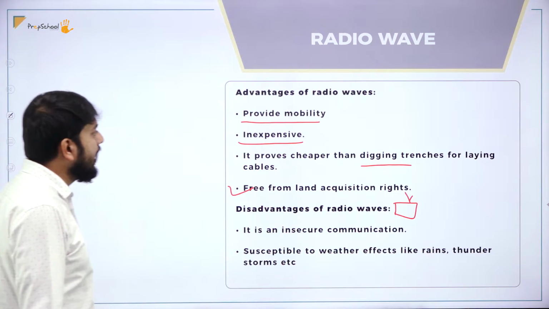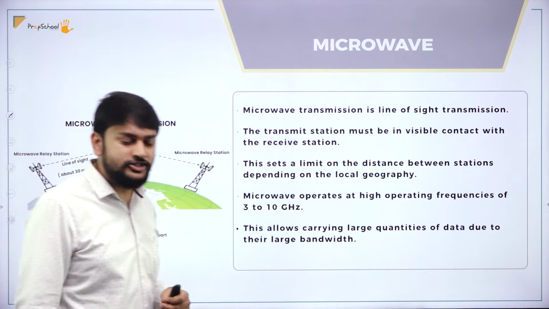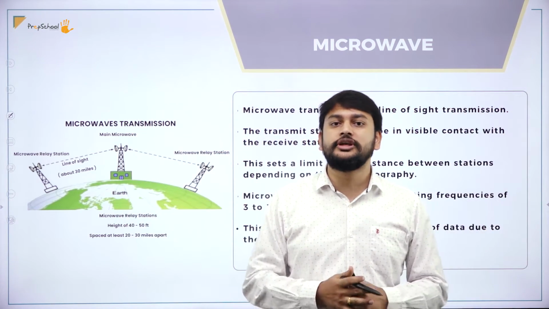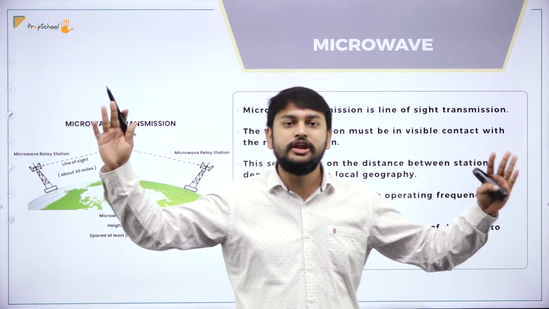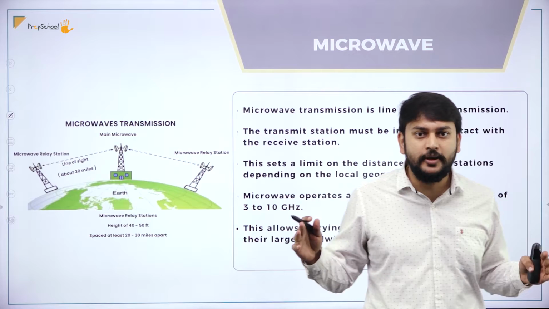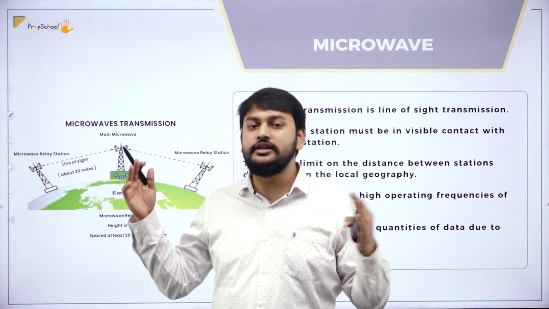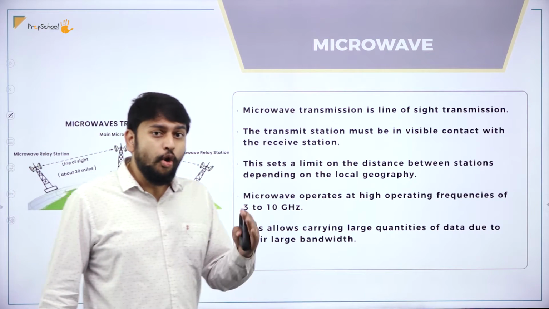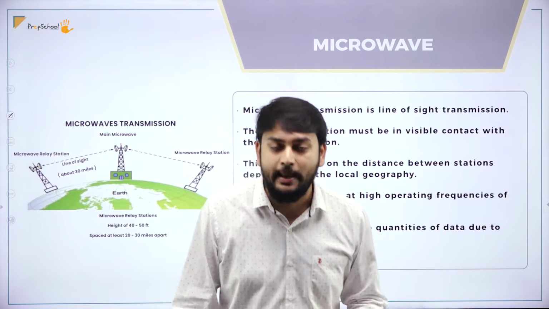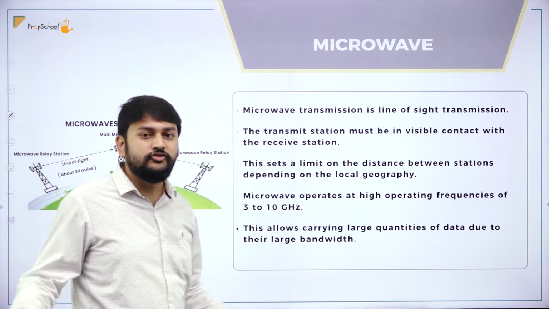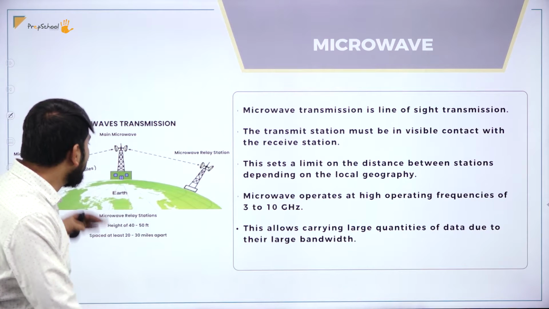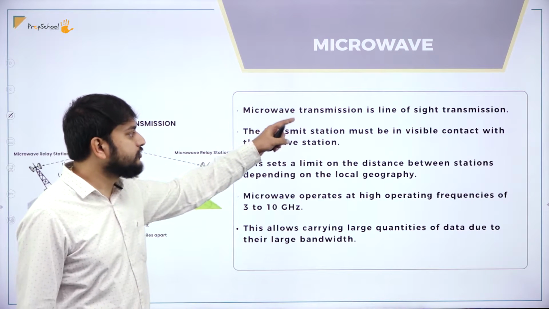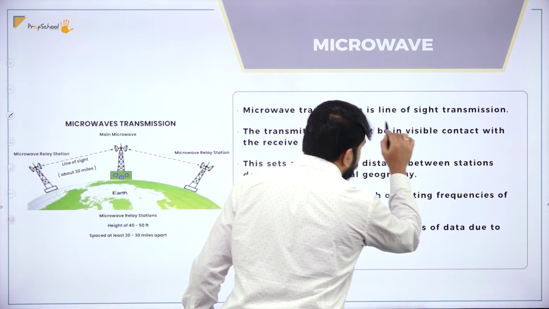So moving on to the next one that we have. The next one is microwaves. When I say the word microwaves, you have to remember the first point: the line of sight. What is the first point that you should remember? The line of sight. Line of sight in the sense that the transmitter as well as the receiver should maintain the line of sight. Only then will the transmission of the data happen. That is one of the drawbacks, in fact. Let's check what exactly we have when it comes to the microwaves. So guys, microwave transmission is a line of sight transmission.